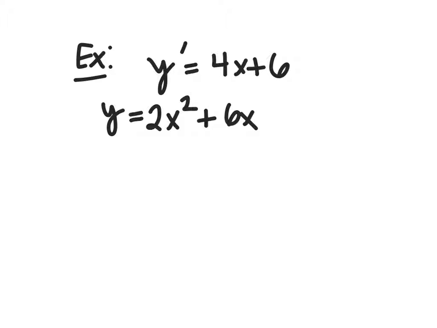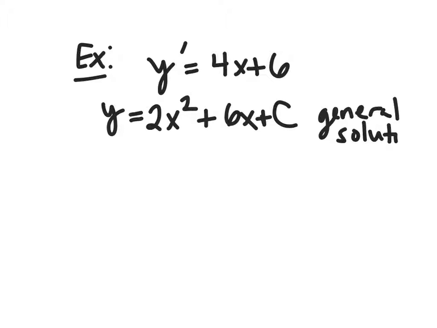Well, this is just one function, right? And what are we allowed to do? Well, we can, again, add any constant. So this is our general solution. We get 2x squared plus 6x plus c. So how might one come up with a particular solution?